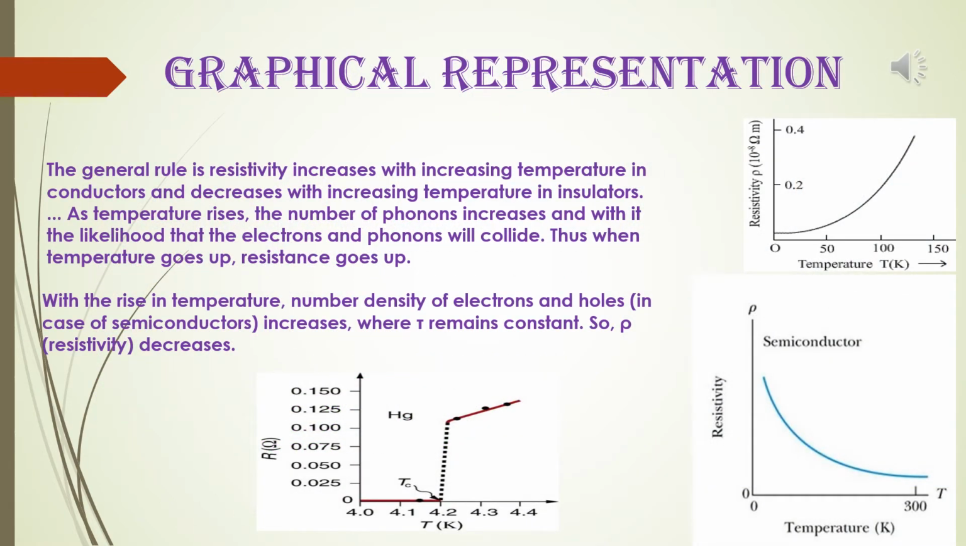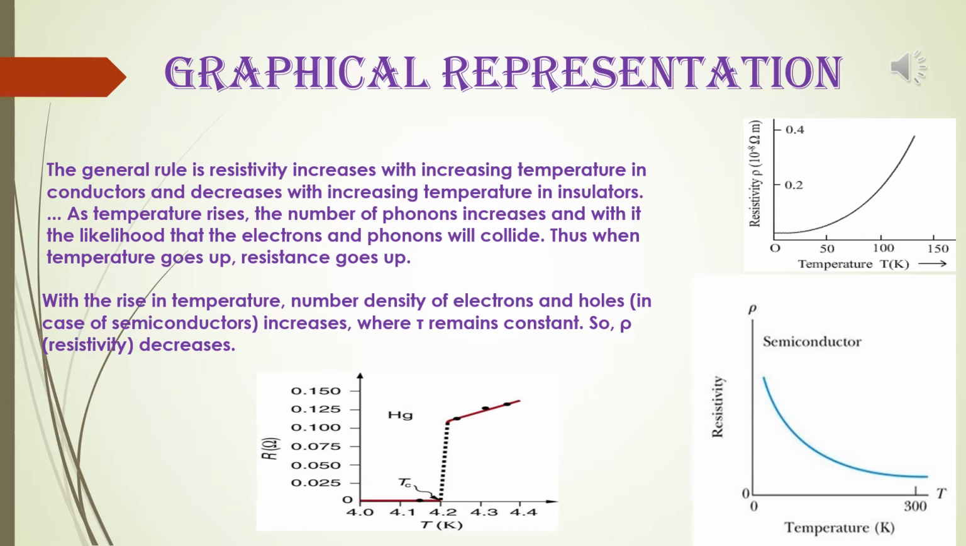Now the graphical representation of resistivity and temperature. See, three graphs have been given. So the resistivity of conductors such as metals increases with the increase in their temperature, while for semiconductors it decreases with the increase of temperature. For superconductors, rho, meaning resistivity, decreases and becomes almost zero, near absolute zero temperature. So the general rule is resistivity increases with increasing temperature in conductors and decreases with increasing temperature in semiconductors.